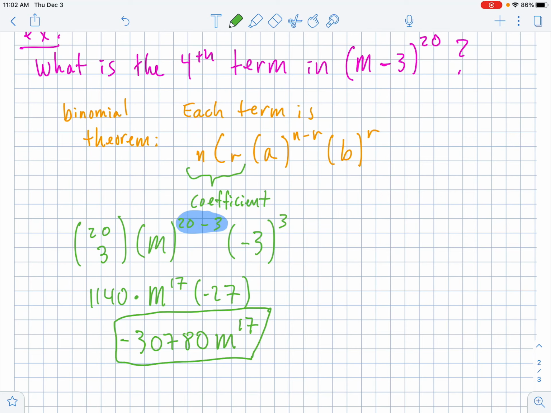Okay, guys, there's the connection to Pascal's triangle. Yeah, a lot of parts with the binomial theorem.